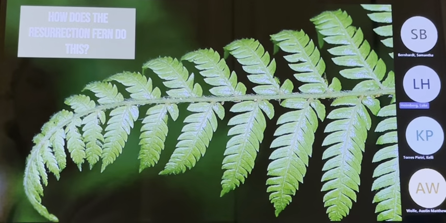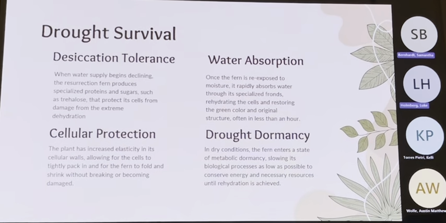How does the resurrection fern do this? It mainly comes down to survival. It has high desiccation tolerance, so when water supply begins declining, the resurrection fern produces specialized proteins and sugars, such as trehalose, which protects its cells from damage from the extreme dehydration.